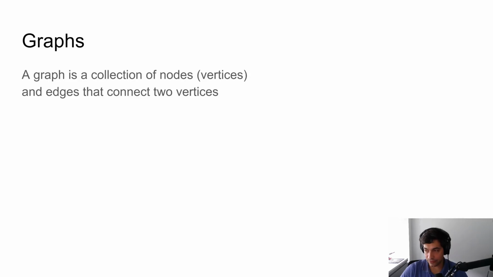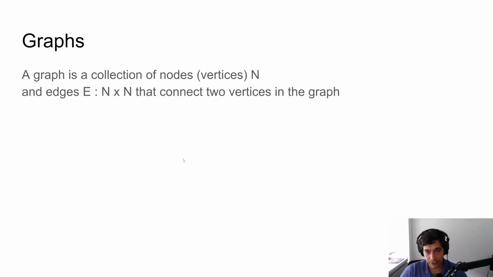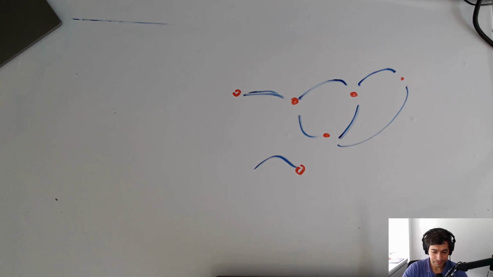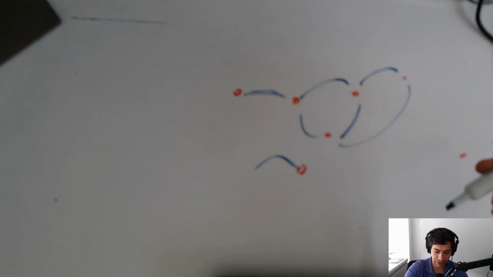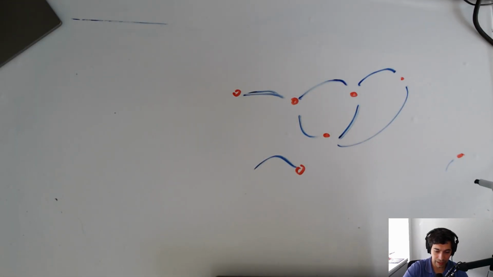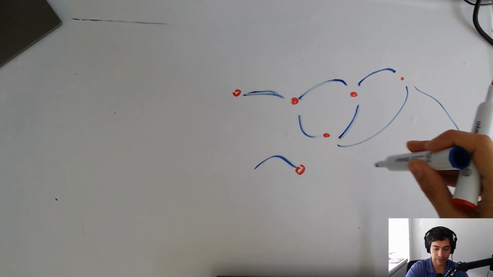And then again, more specifically, I should say that a graph is a collection of nodes, and we're going to call that N, and edges that connect two nodes within the graph, right? So I can't have some extra node over here with an edge. I need to say, well, these are all connected. They're all part of the same graph.